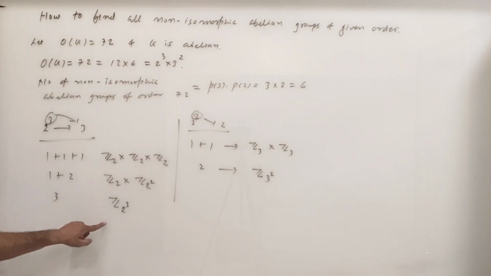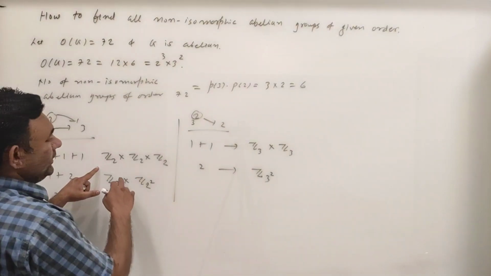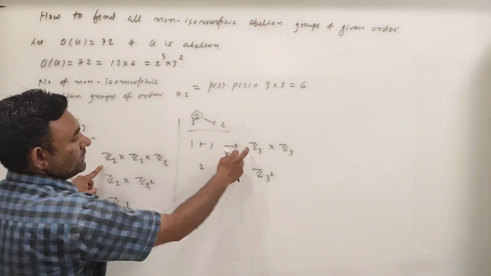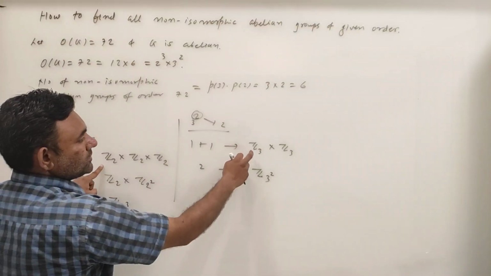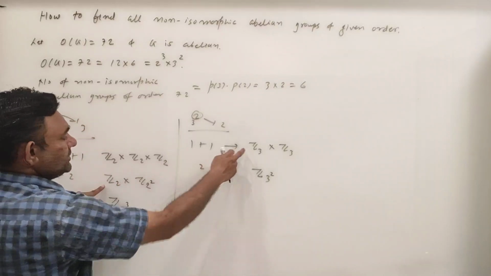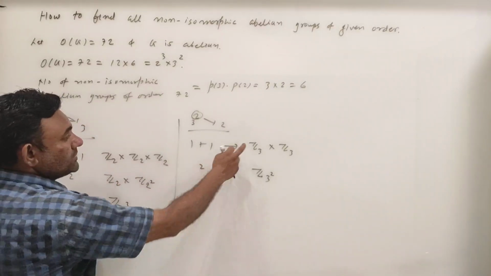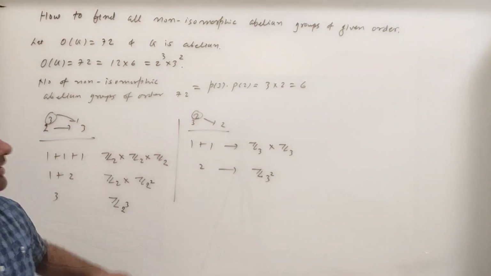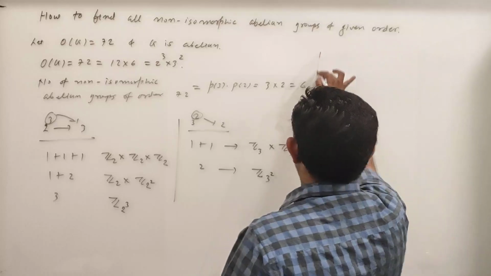So you just consider all possible Cartesian products, sorry, direct products. So this one into this cross Z3 cross Z3, this one cross Z3 square, this one cross this one, this one cross this one, and this one cross this one and this one. So 3 into 2, 6. So you will get that 6. So let me list all that 6.